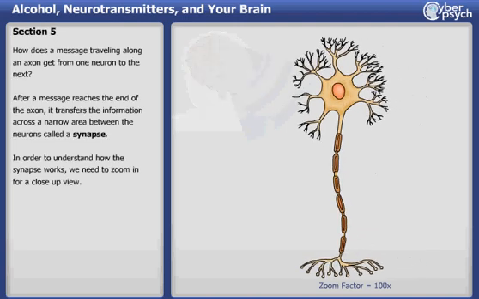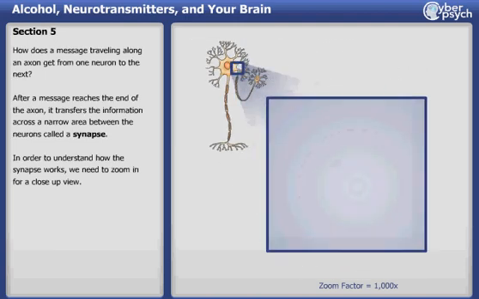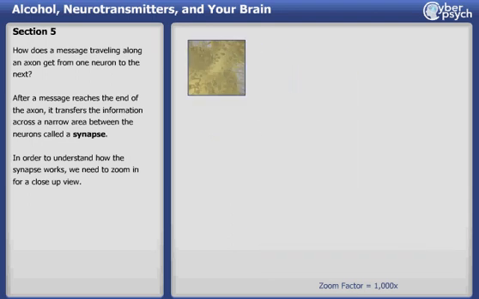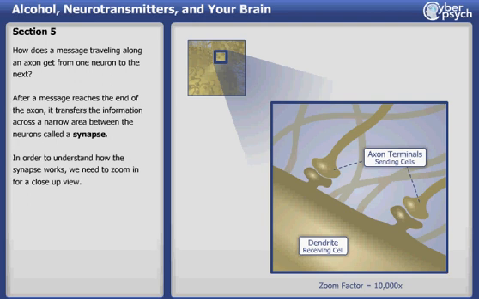How does a message traveling along an axon get from one neuron to the next? After a message reaches the end of the axon, it transfers the information across a narrow area between the neurons called a synapse. In order to understand how the synapse works, we need to zoom in for a close-up view.